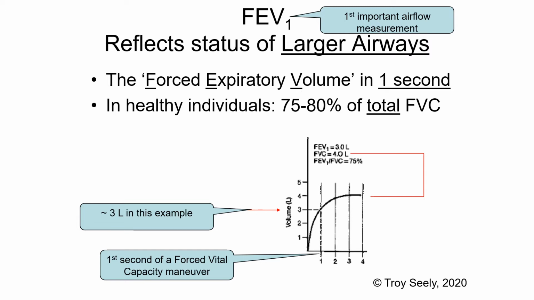And then if you keep going, you're quickly going to peter out to less and less and less measured flow. So in this particular example, 75% of the forced vital capacity would be approximately about 3 liters. And that's what we expect it to be. In a pathological condition, that's not always the case.